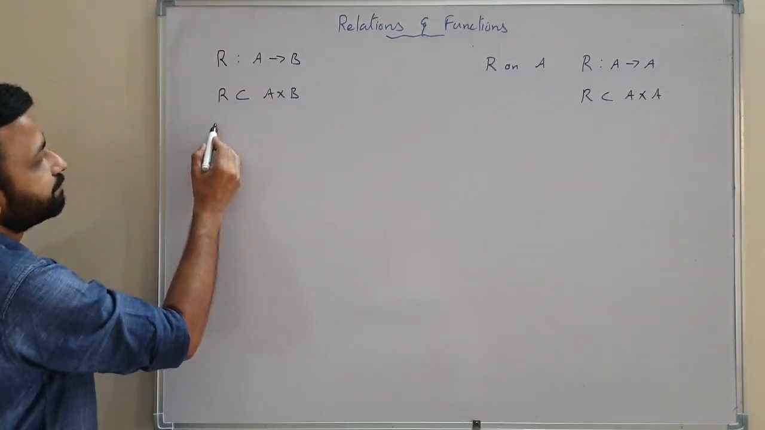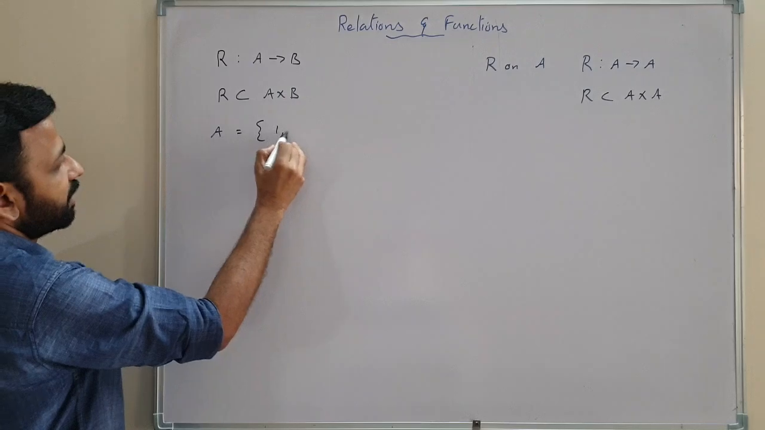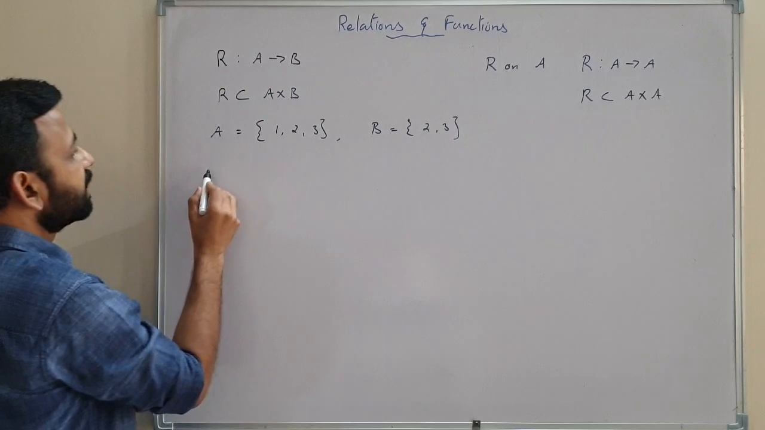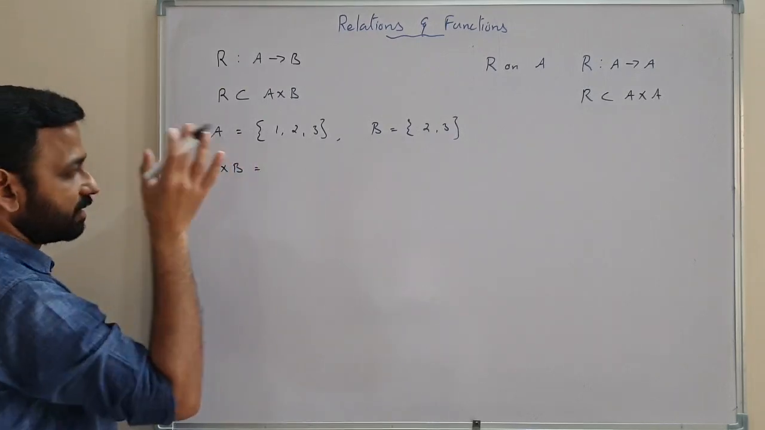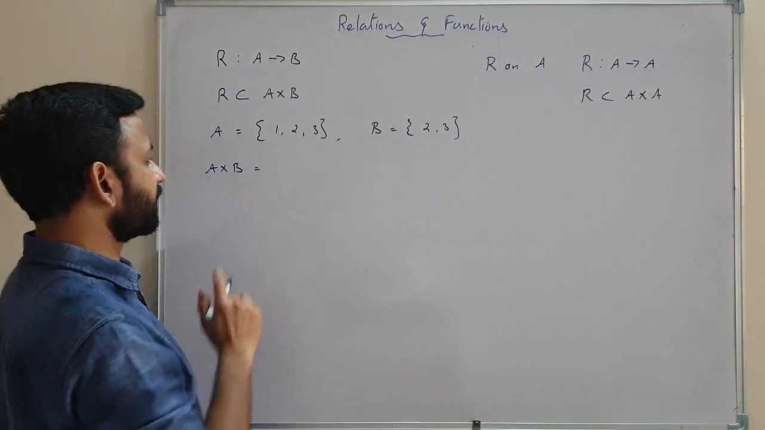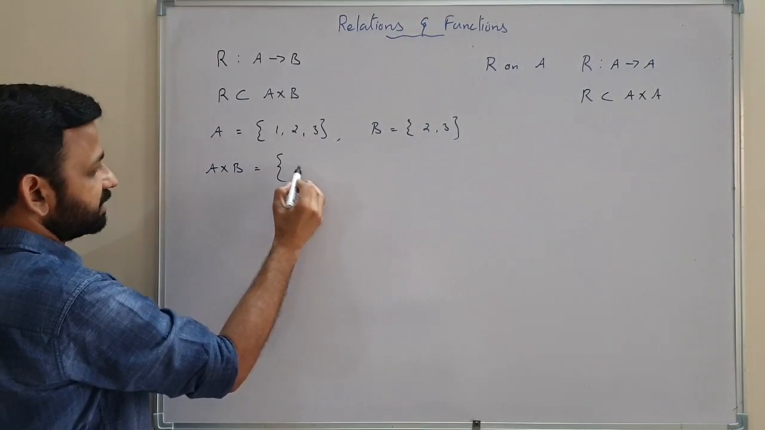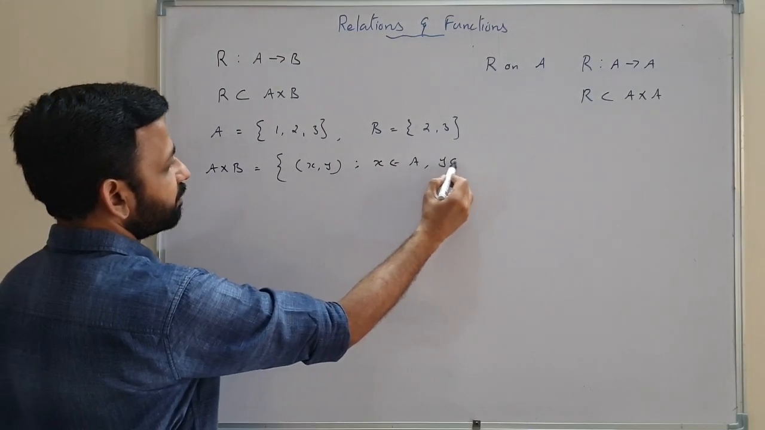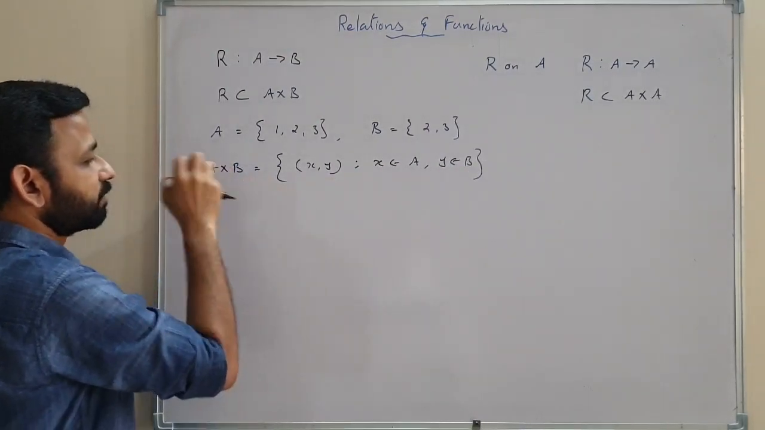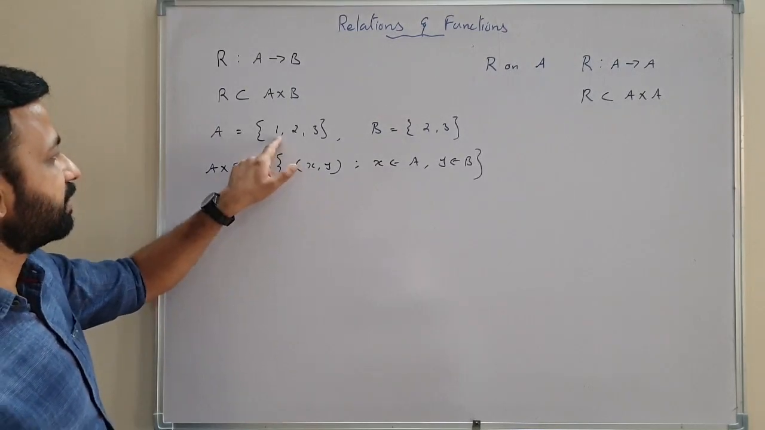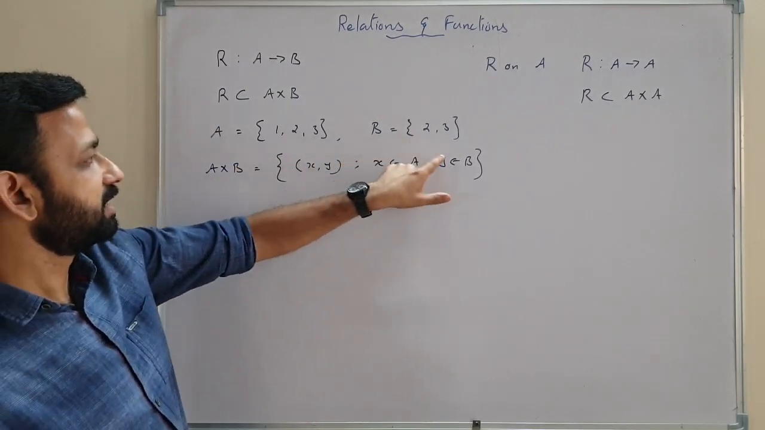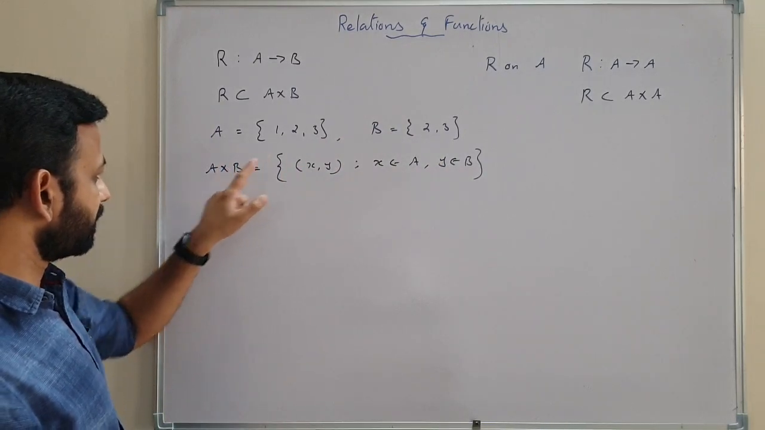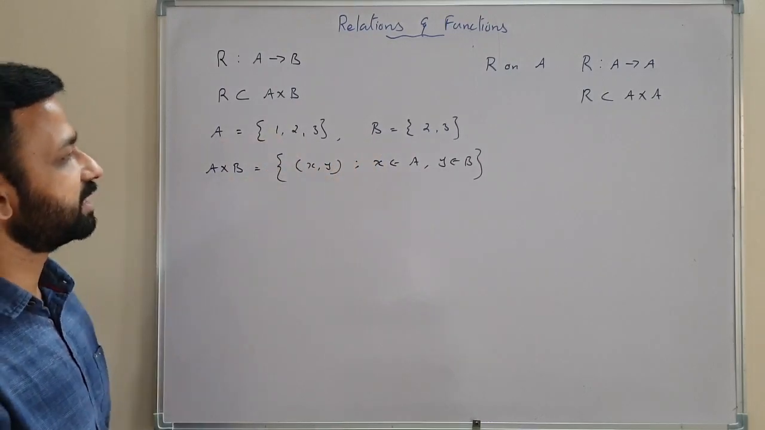We can take one example. A is the set {1, 2, 3}, and B is another set {2, 3}. Then A cross B, we learned in 11th standard, the Cartesian product. A cross B is defined like this: ordered pairs (x, y) such that x belongs to A and y belongs to B. That is the definition of A cross B. That means the first element from the first set and the second element from the second set. And if you take B cross A, then the first element from set B and the second element from set A.